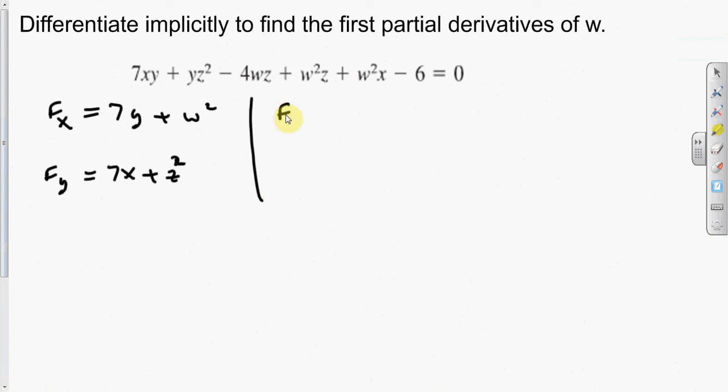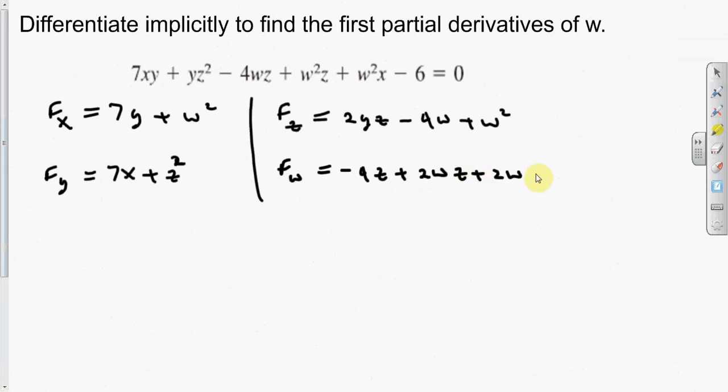So anyway, the partial of f with respect to z. There's a z there, so that's 2yz minus 4w, plus w squared. Then the partial of f with respect to w, negative 4z, I'm looking here, and then plus 2wz plus 2wx.